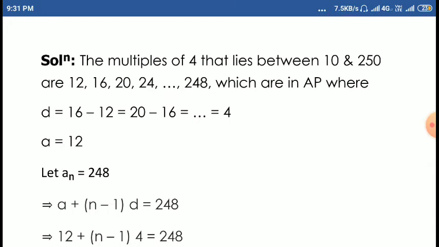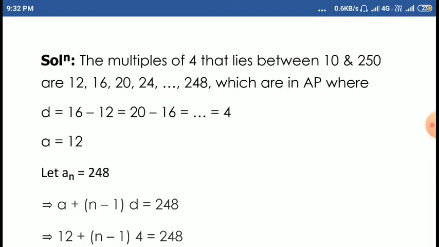The multiples of 4 that lie between 10 and 250 start from 12, because the multiples of 4 start from 4, then 8, and since 4 and 8 do not lie between 10 and 250, 12 is the first one between these two. So the multiples are 12, 16, 20, 24, and so on. Then just before the number 250, the multiple of 4 is 248. In this way we get the last number of this series, which is 248.